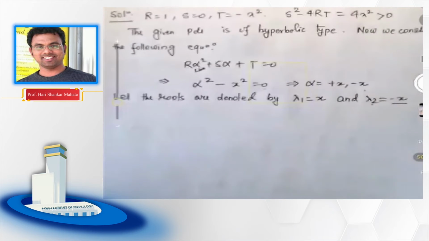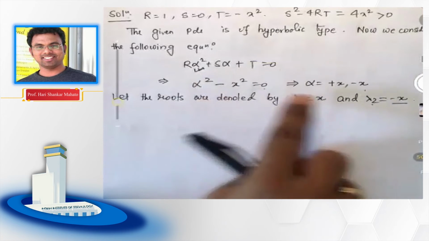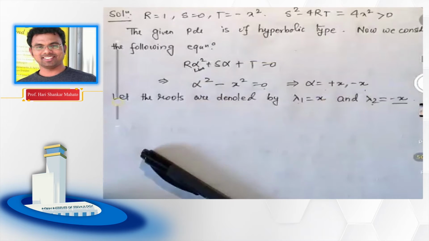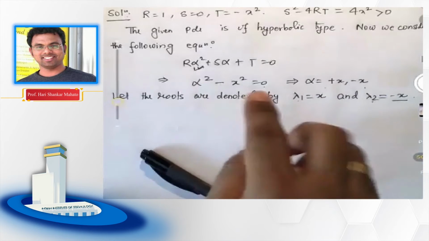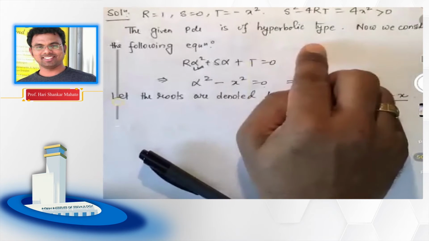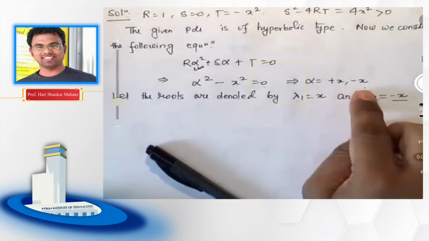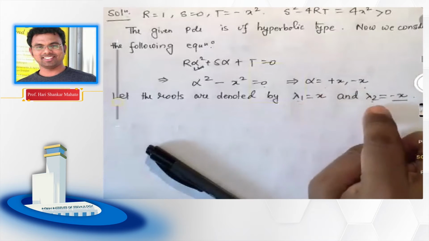For all these three types of PDEs, parabolic, hyperbolic, and elliptic, we will solve this quadratic equation. It's just that the roots will be different. For hyperbolic PDE, there will be distinct roots. For parabolic PDE, the roots will be repeated. And for elliptic PDE, the roots will be imaginary. All right. So since we have this hyperbolic PDE example, we will always end up obtaining two distinct roots. And I will call them lambda 1 and lambda 2.